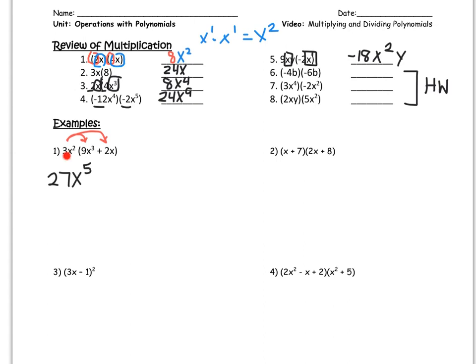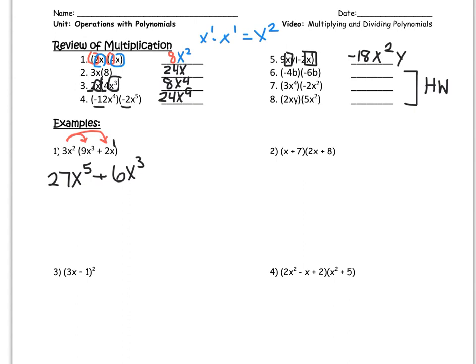Then we have 3x squared times 2x. 3 times 2 is 6. And x squared times x is x to the third. You take the squared and add it to that imaginary 1 power, and that's your final answer.